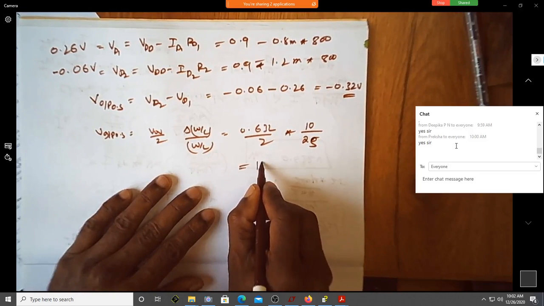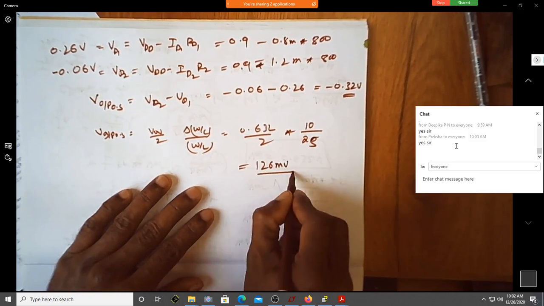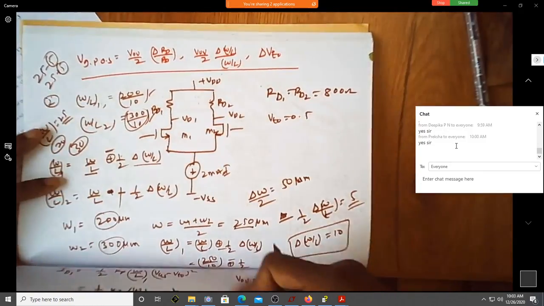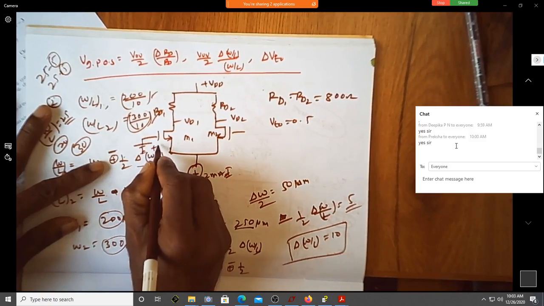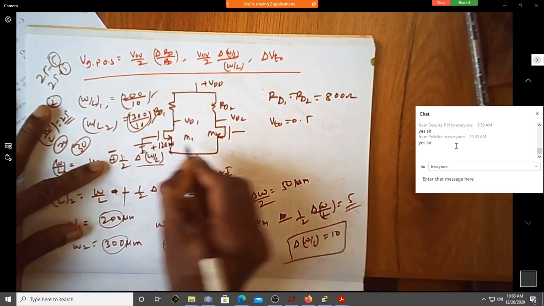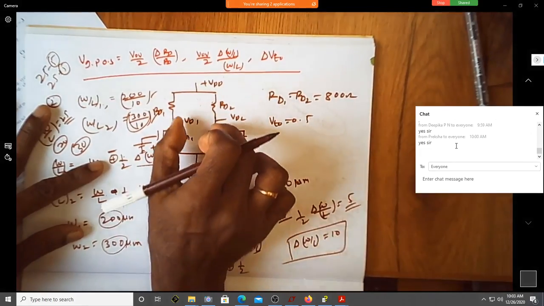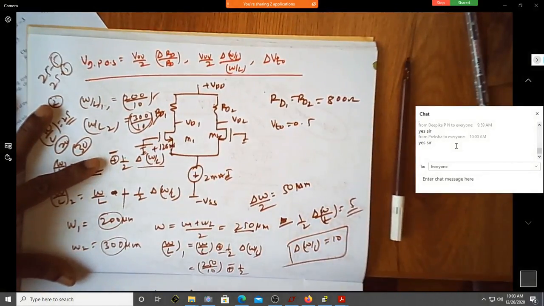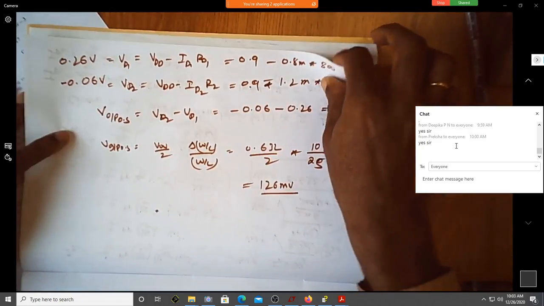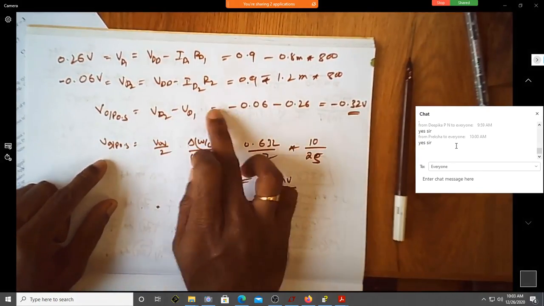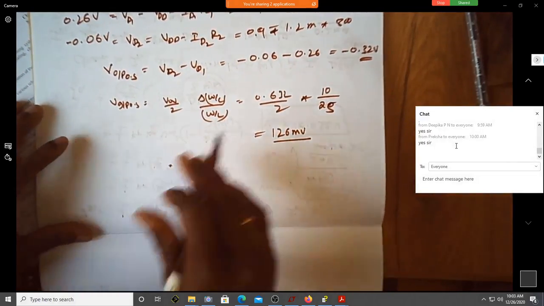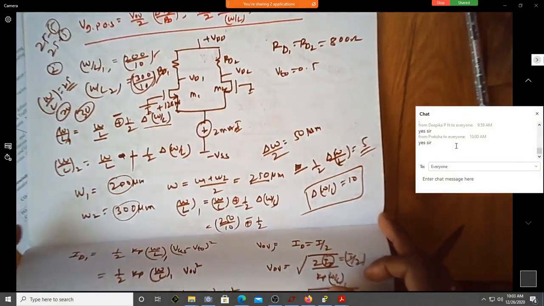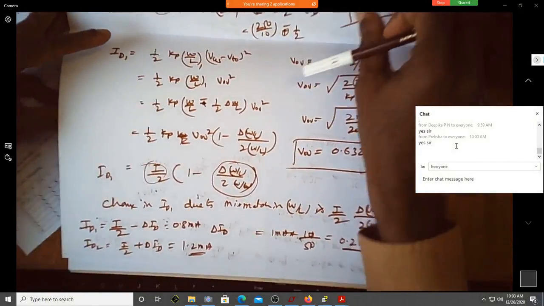It is 126 millivolt. If I apply a voltage of plus 126 millivolt, by grounding this, you are able to nullify the offset voltage. So you're telling this is half? No. What we said was, no, I think you got confused with that half.